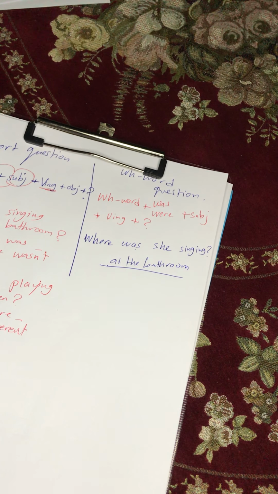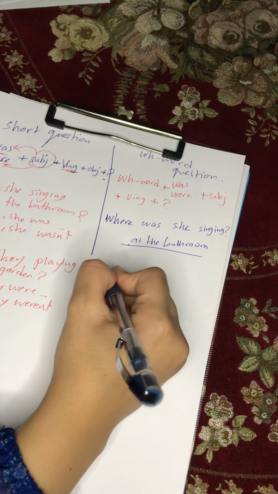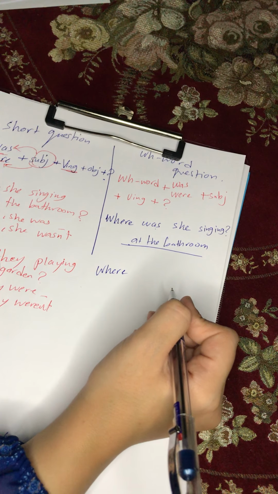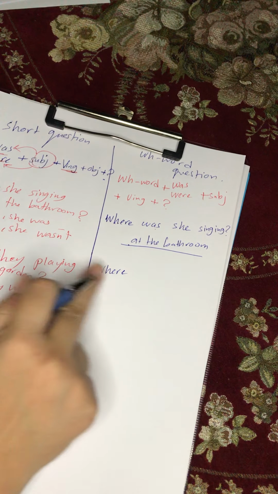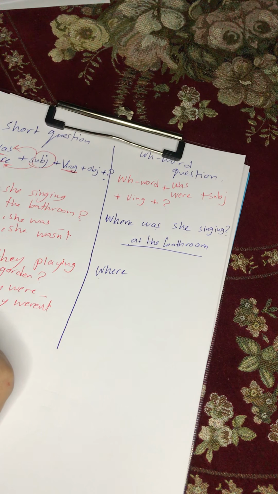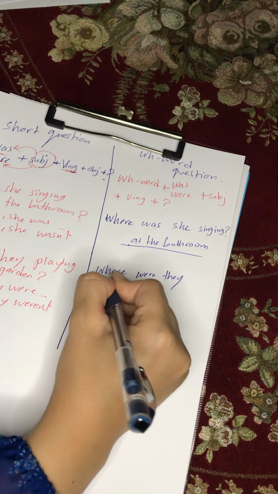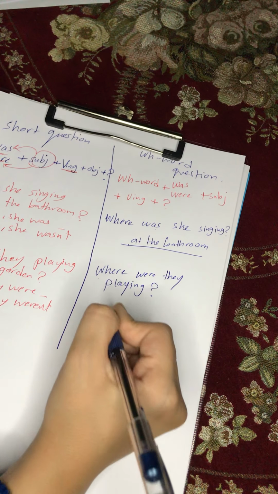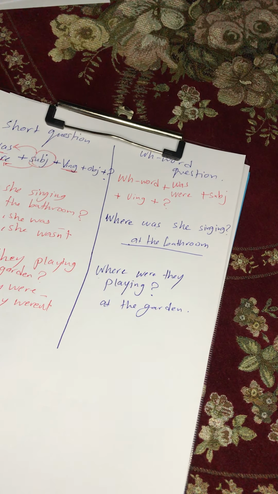Okay, what about the plural form or using were in the question? Let's also ask about the place here. I mean the same WH word, we are going to use it in the second sentence, which is where. So where, but since we are talking about they, we will use were instead of was. So the first were is a type of WH word, but the second were is a type of helping verb or auxiliary verbs that we have to use to indicate the time or to mark the tense. So where were they playing? We can say at the garden or in the garden. Both of them are acceptable.